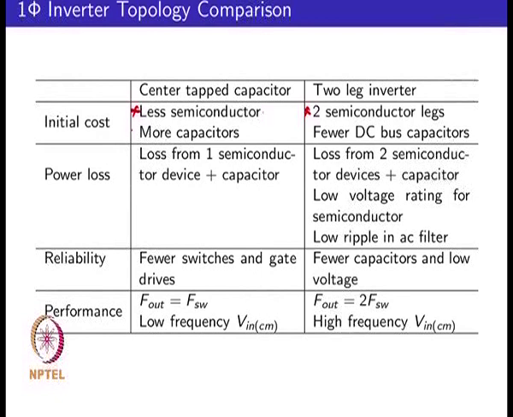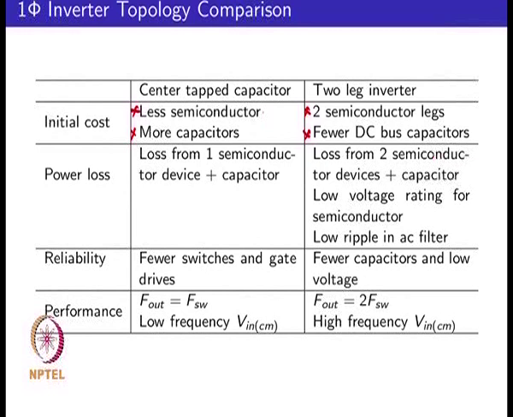In the center tap case, you have more capacitors that you would need in your capacitor bank. So, depending on the cost of your capacitors versus the cost of an additional leg of semiconductor, you would have different initial costs. In this particular case, you have fewer DC bus capacitors, but it is not just the semiconductor leg you need to consider, you need to also consider gate drives, etc., that you would need for the leg.